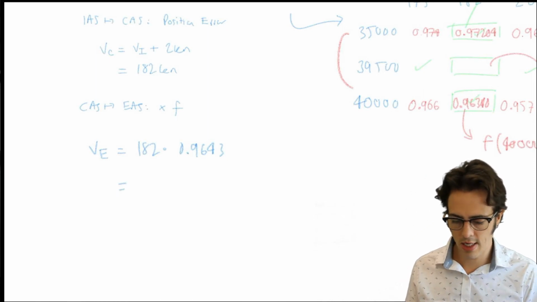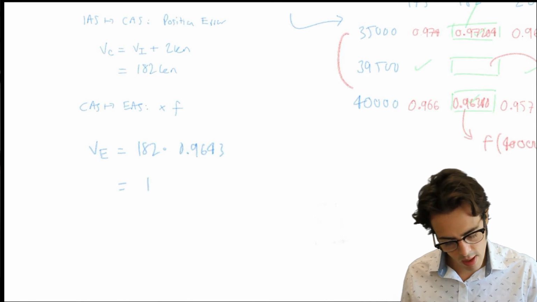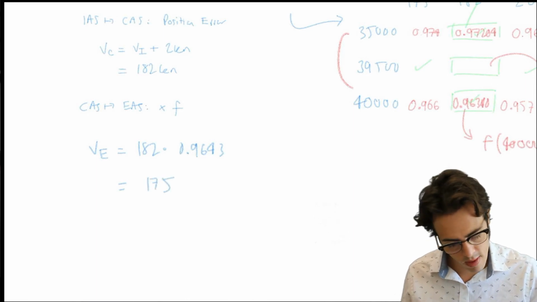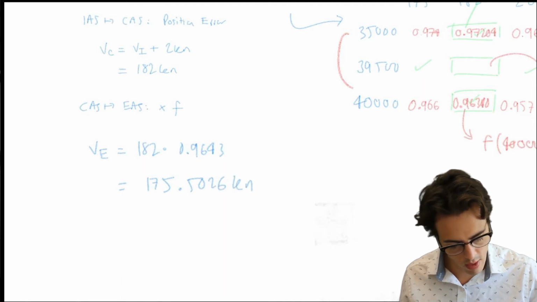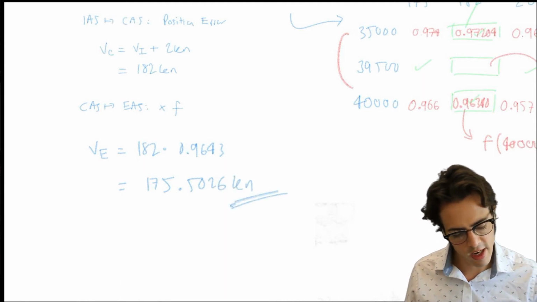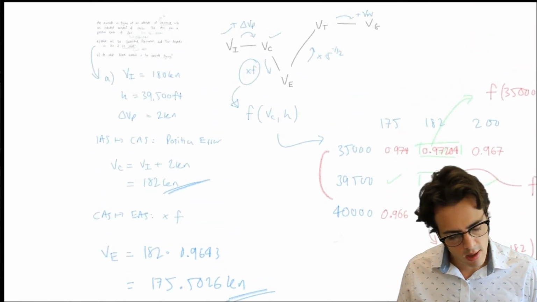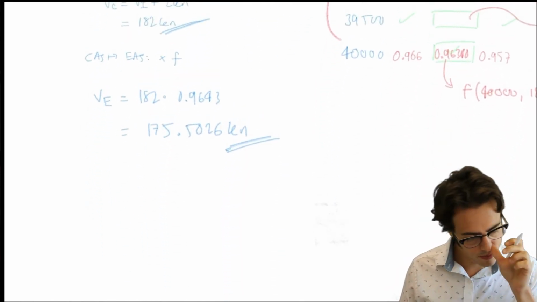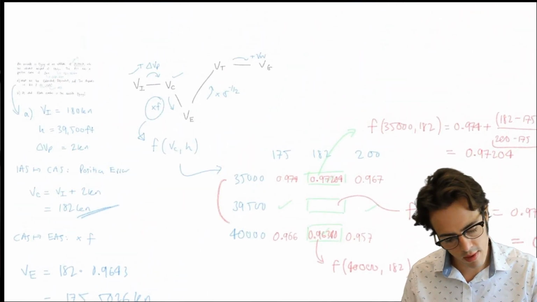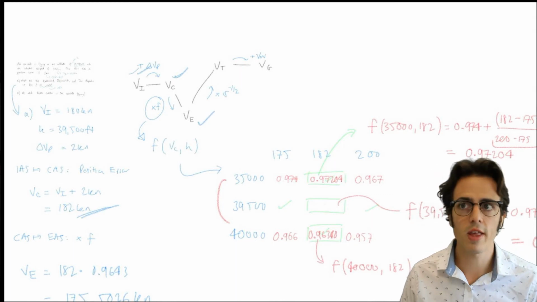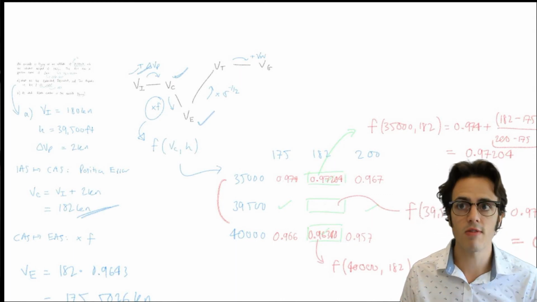So 182 multiplied by 0.9643 gives me 175.5026 knots. Now again, I'm leaving more decimal places on here than I'm going to present my final answers to. There we go. So we've got that one, and then we're going to do our next step. Let's remember we've got the equivalent airspeed. Now to get the true airspeed, we need the density value.